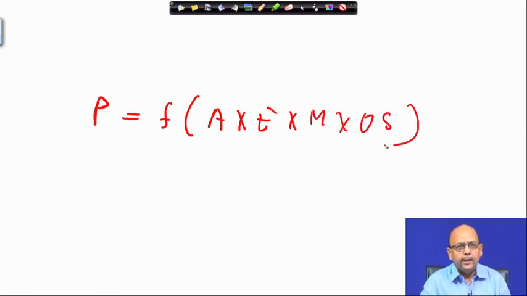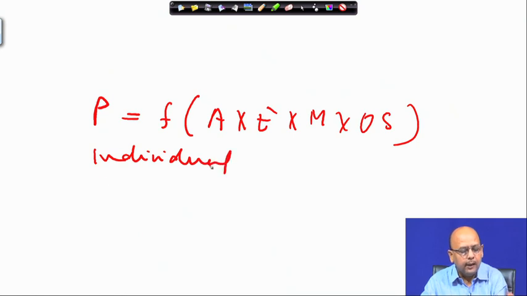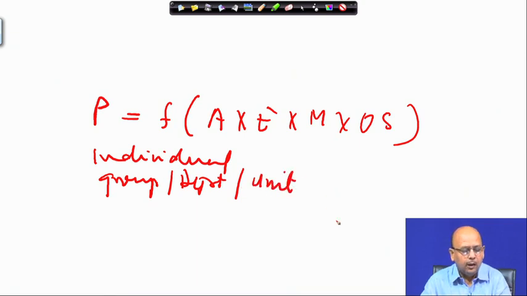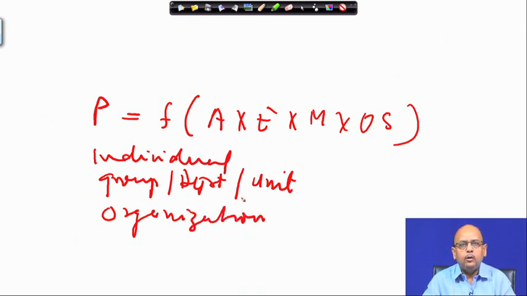Now, when we say that performance is a function of ability, effort, motivation and organizational support, it means that each of these factors is going to contribute to your performance, either as an individual, or a group or department, or unit, or what you call an organization. The same formula can be applied to all kinds of contexts.